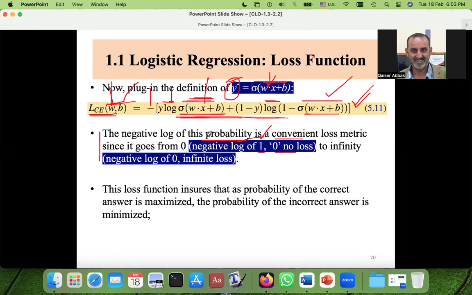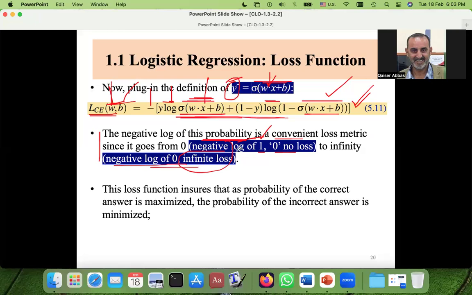Abdus Salam. Okay. So, Abdus Salam: the negative log of 1 is 0. And the negative log of 0 is what? Infinite loss. Which means if the class is not predicted, then you have the loss there, and it will give you some value for that loss, infinite loss.